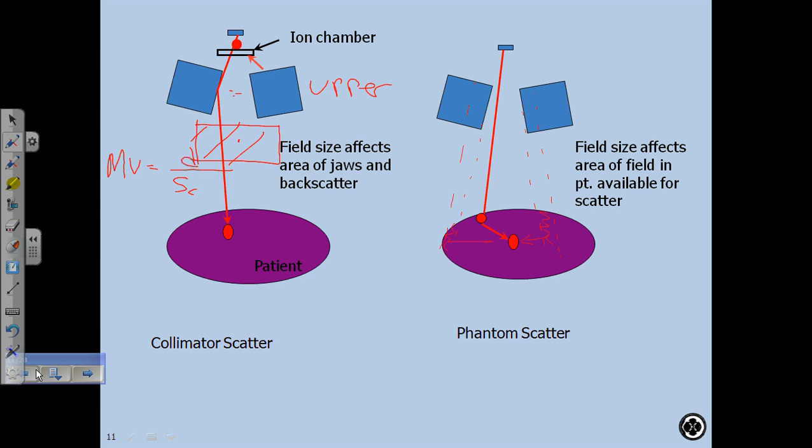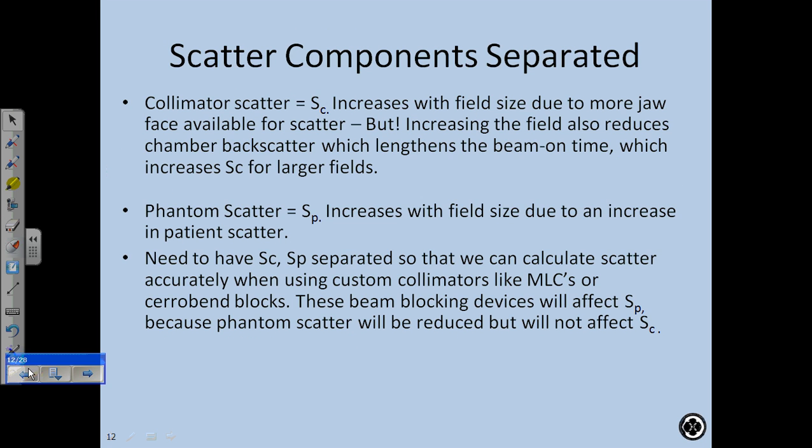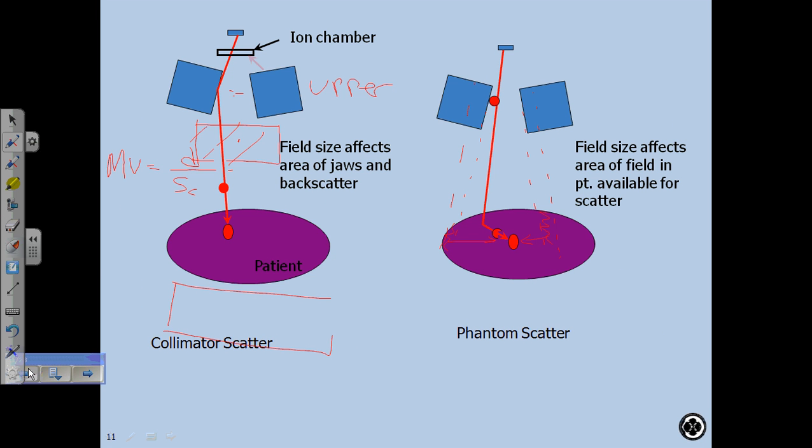Now, let's think about this. So that means that if you measure the dose for a field size that looks like this, and this is X, and this is Y. Let's do that. Y, and this is X.